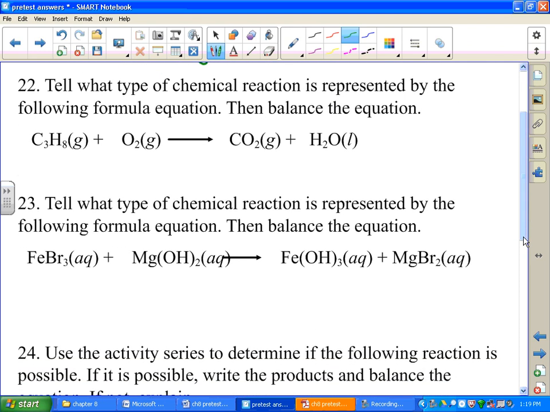All right. Tell what type of chemical reaction is represented by the following formula equation, then balance the equation. C3H8, that's propane, plus oxygen forms carbon dioxide and water. Remember, when you have a compound of carbon and hydrogen only, that's a hydrocarbon. And when it reacts in oxygen, that's a combustion reaction. It's a burning process, and the products are carbon dioxide and water. So the reaction type is combustion.